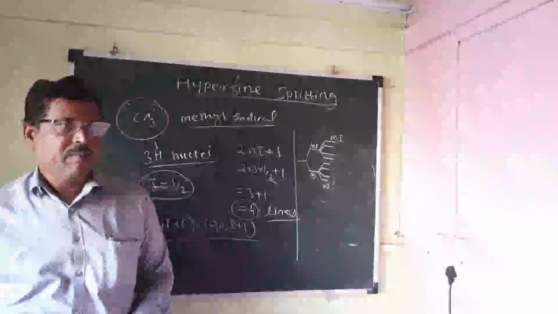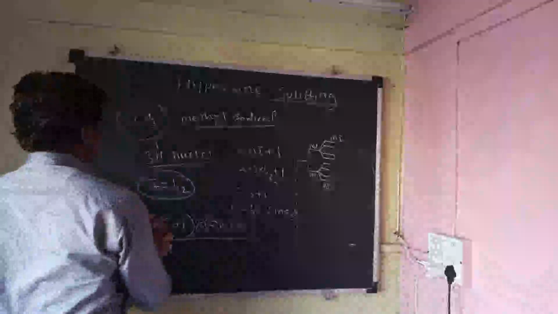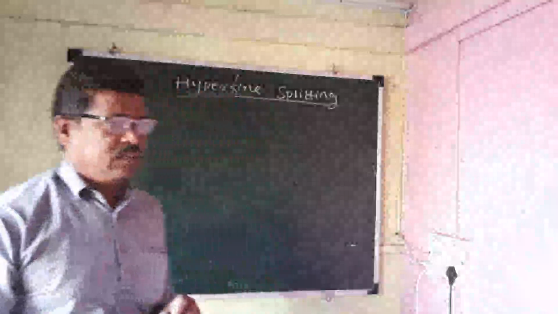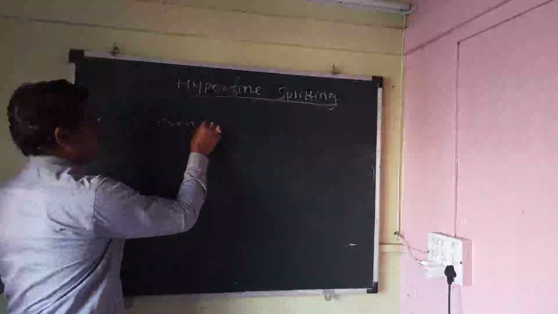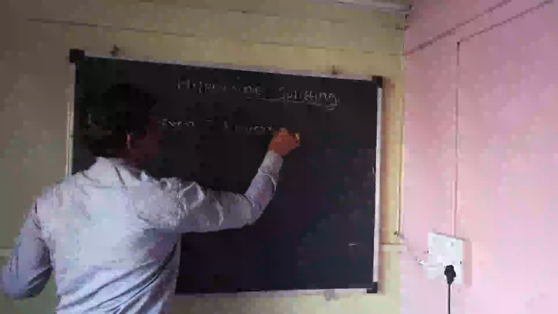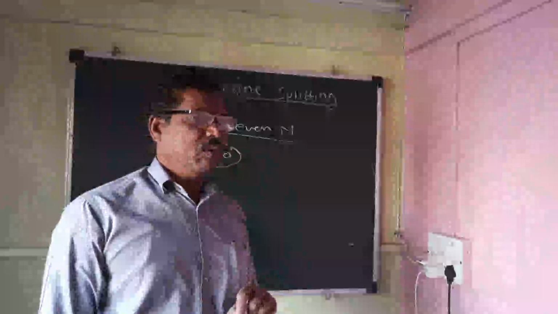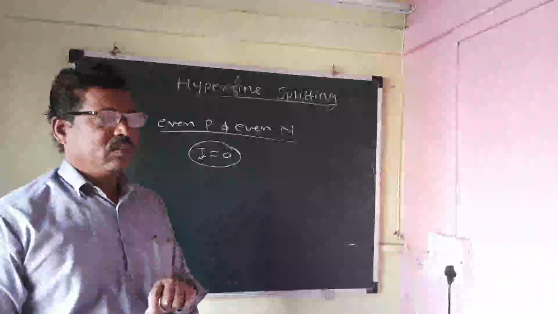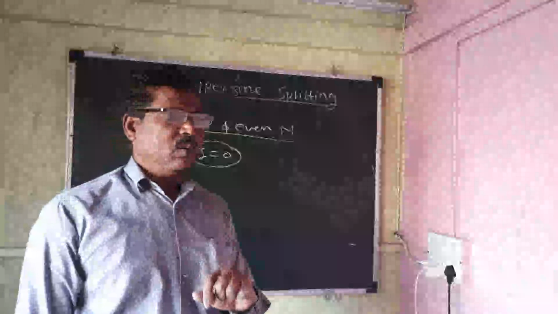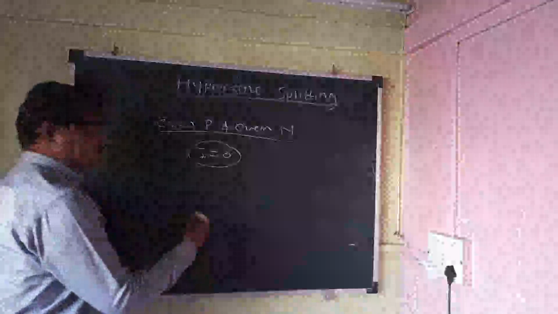Okay. And therefore, the rules to determine the nuclear spin. For example, a nucleus with an even number of protons and an even number of neutrons has zero spin, I equal to 0. A nucleus with an odd number of protons and an odd number of neutrons has integral spin, for example 1, 2, 3.